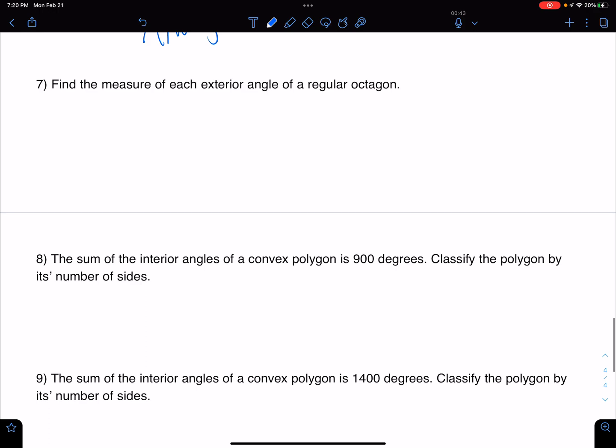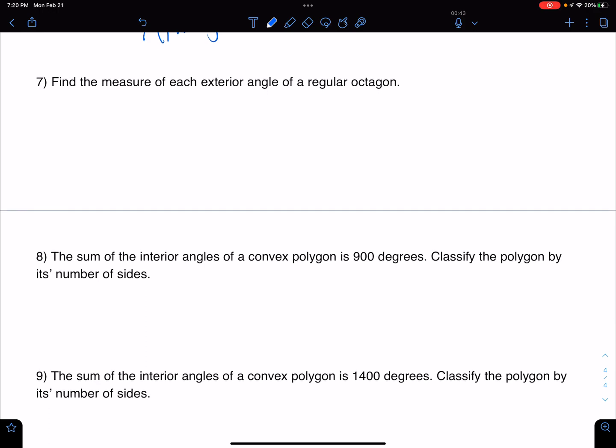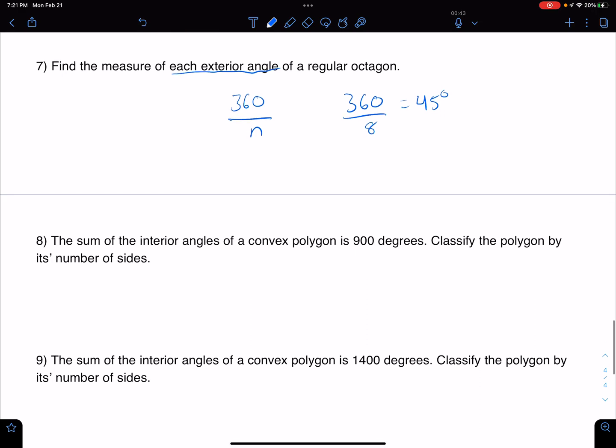So 7 says find the measure of each exterior angle of a regular octagon. For the exterior angle, I think this formula, 360 divided by n. So I say 360 divided by 8. Let's do that, 360 divided by 8 is 45 degrees.